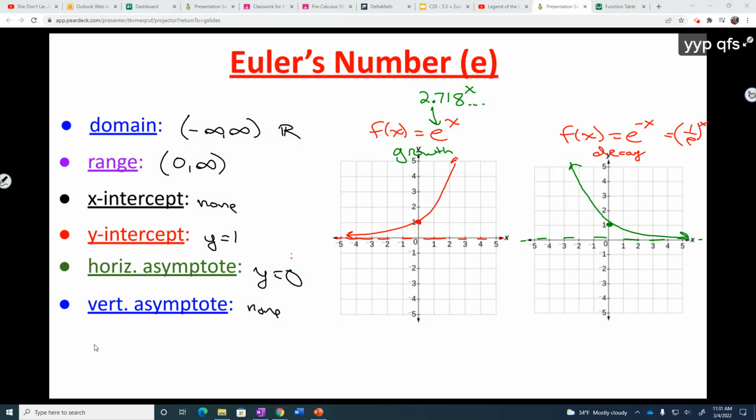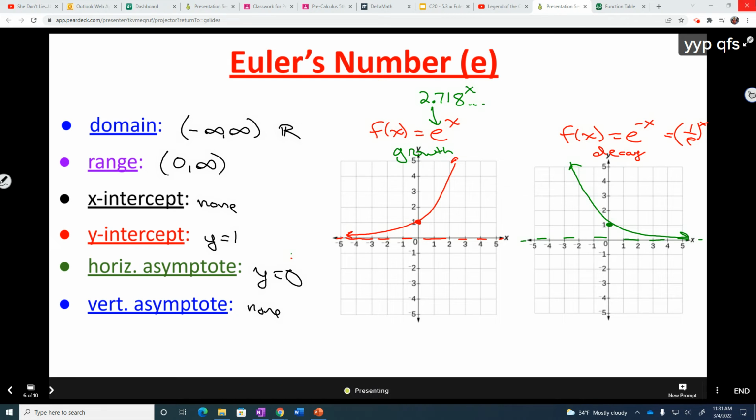Those are the general properties of e, Euler's number, also called Euler's constant. But if you just say e, that's what most people call it, e, or the exponential function.